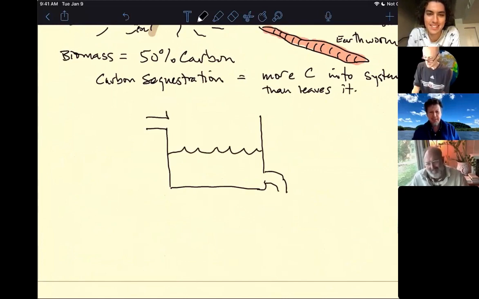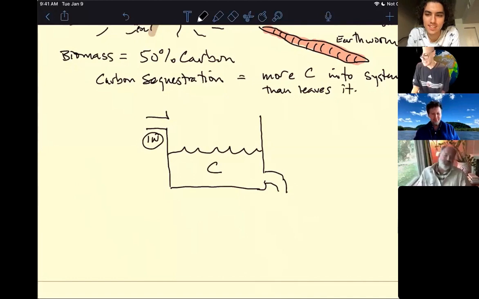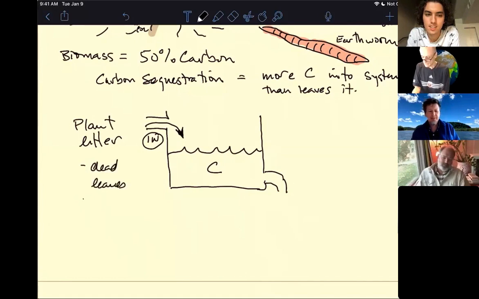So you could think of this as a carbon sink. You could think of this as, you know, the amount of carbon that you have in the system is like the level of water that you have in a sink or in your bathtub. And the inputs here are things like plant litter. And this is like dead leaves or the dead roots or the dead bodies of microbes. Those are all sorts of things.